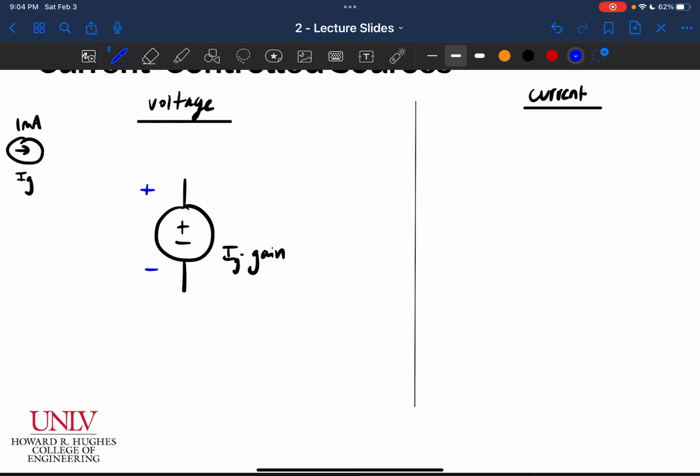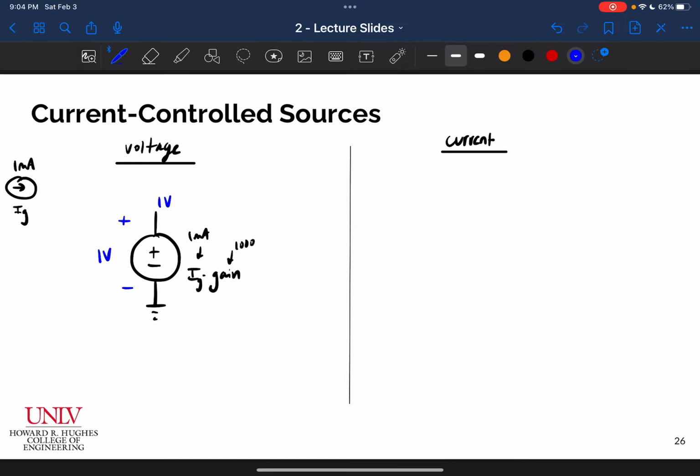voltage source rating. So let's say that it was 1 milliamp times a gain of 1,000. This would be 1,000. This would be 1 milliamp. Then my voltage source would become a 1 volt source. So if I tied this to ground, then I would get 1 volt here. Pretty straightforward. Controlled current source, probably no surprises here.